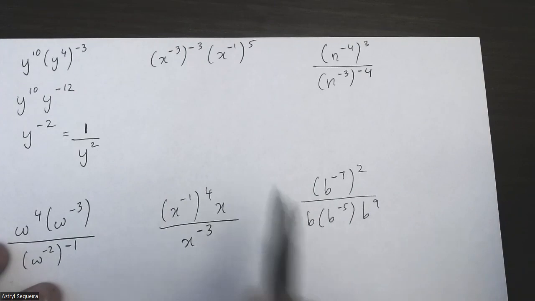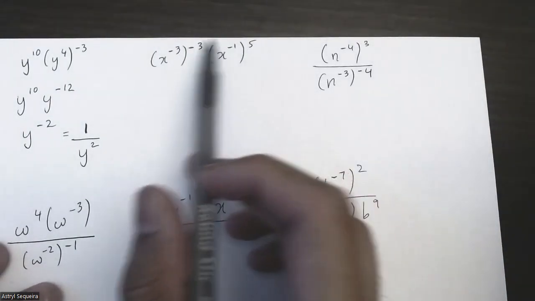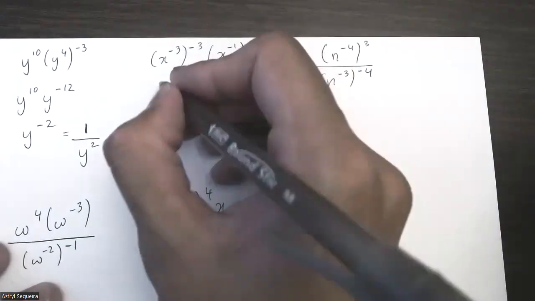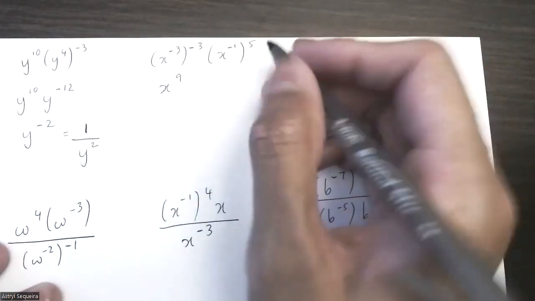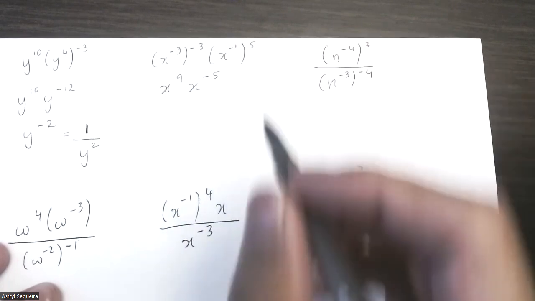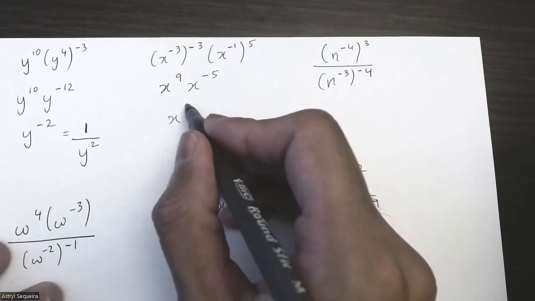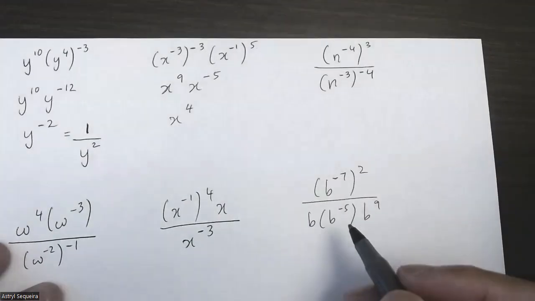Let's go through the rest of the questions. This one over here, I'm going to do my exponents first. So I'm going to multiply. So negative 3 times negative 3 is positive 9. Negative 1 times 5 is negative 5. And now I'm just going to add my exponents. That's just x to the power of 4.